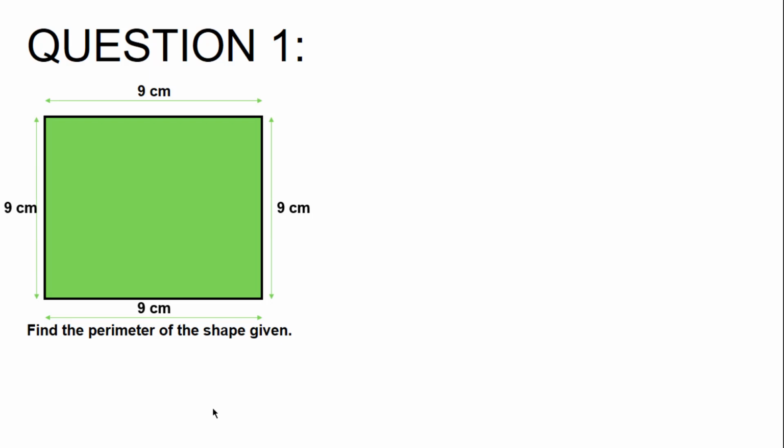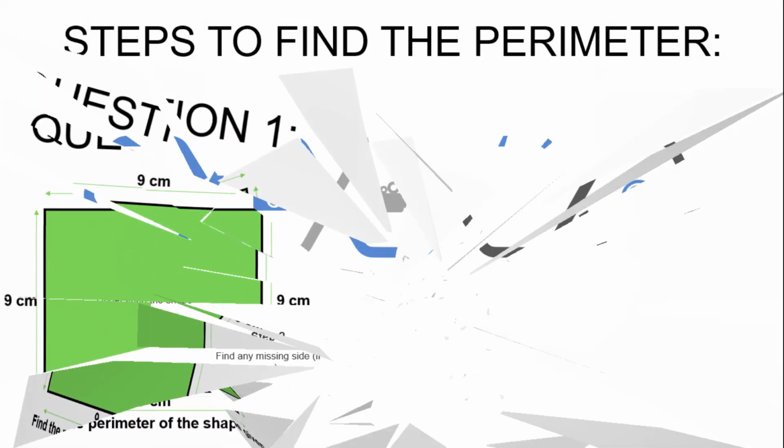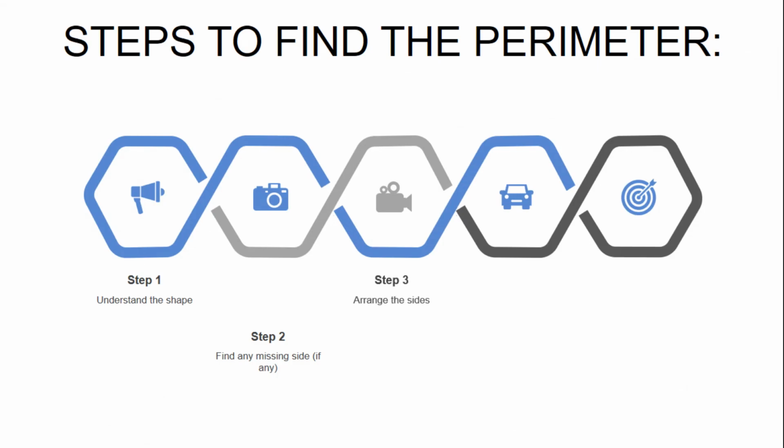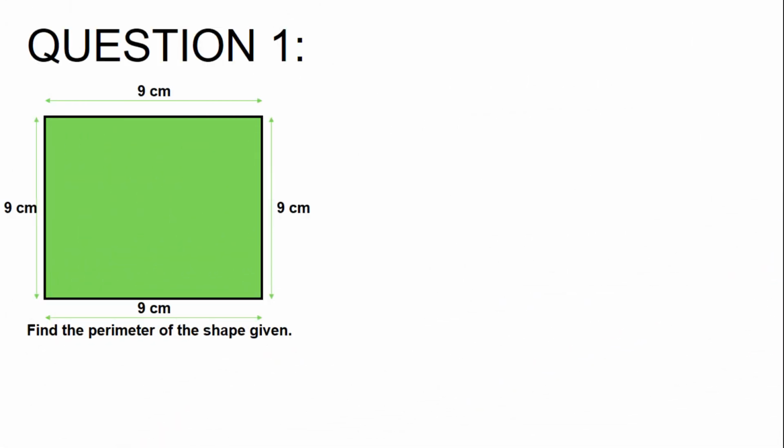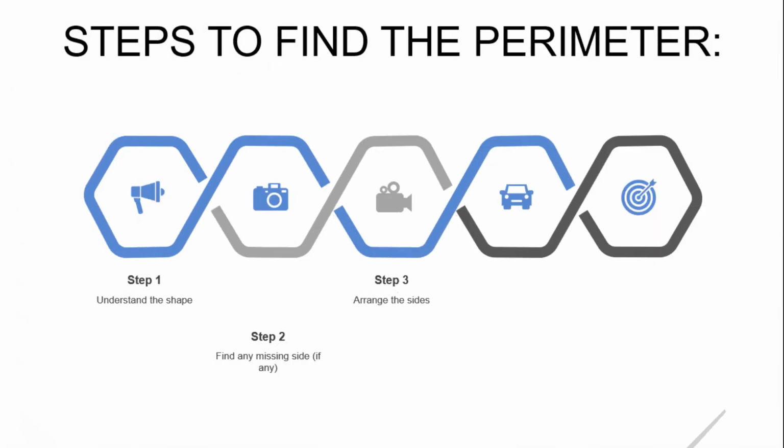Now let us jump to a third step. Okay, so the third step is to arrange the sides. So the sides means nothing but the length of each side. Now I have each side as 9 centimeter. So I am going to arrange the same as the perimeter of the square equals 9 plus 9 plus 9 plus 9. Okay. Now that I've arranged, let me look at my fourth step. The fourth step says that I will add the sides.